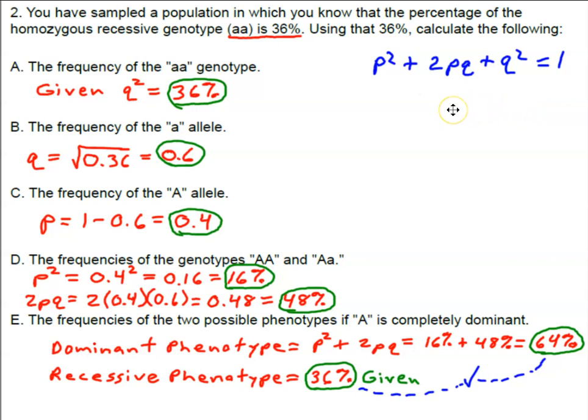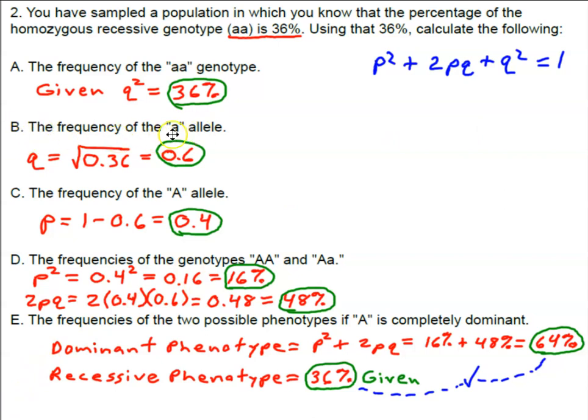In other words, the frequency of the dominant allele plus the frequency of the recessive allele equals 1. Just like the frequency of the homozygous dominants plus the frequency of the heterozygotes plus the frequency of the homozygous recessives equal 1. All these frequencies are relative. So back to the problem.